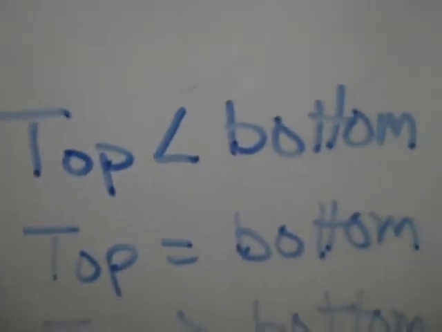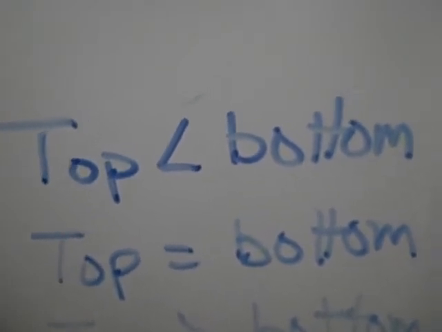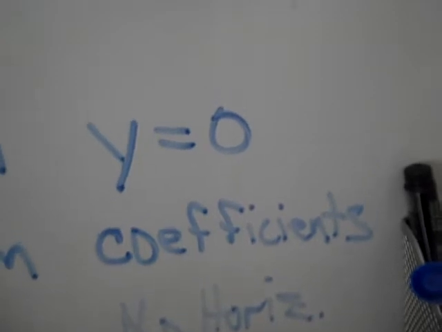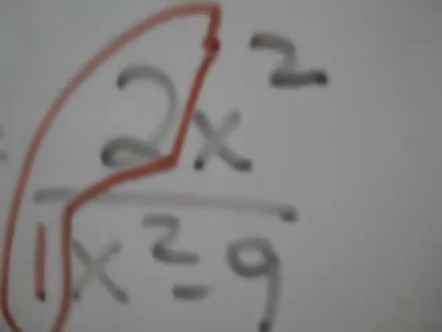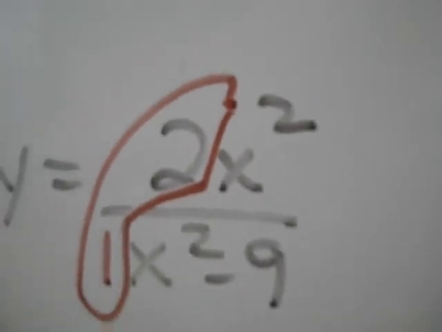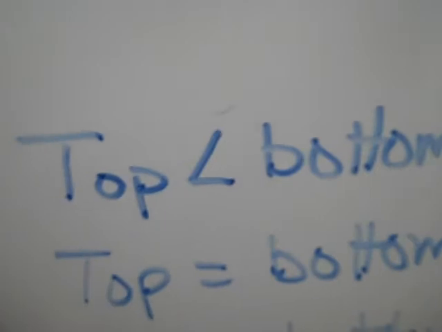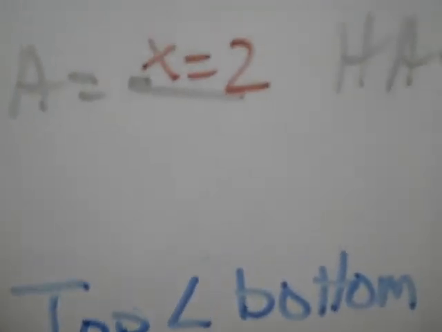If the top and bottom degrees are equal, then use the coefficients for your horizontal asymptote. Again, horizontal asymptote would be, and here's an example of that, 2 over 1. And if the top is greater than the bottom, there is no horizontal asymptote. These are rules that I would keep in mind. It is not always true, but it will be true most of the time.